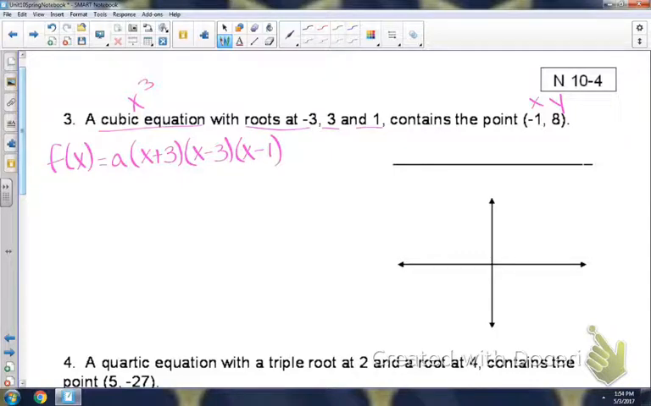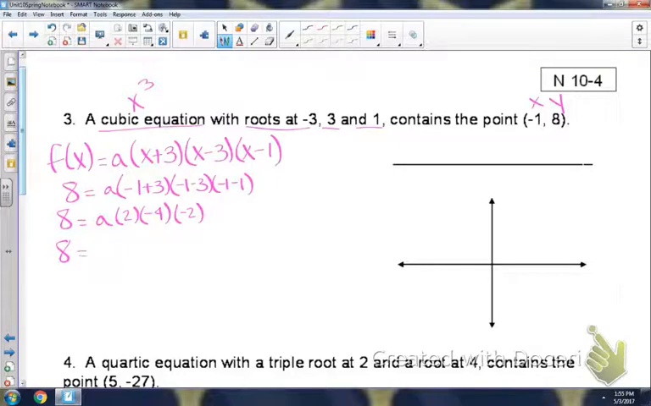So I'm going to use the point in order to find A, so I know the direction of the graph. So y is 8, x is -1, so we end up with a 2, and then -4, and -2. So multiplying those together, 2 times -4 is -8 times a -2, which will give you a positive 16. And then when you divide, you get your A to equal a half.